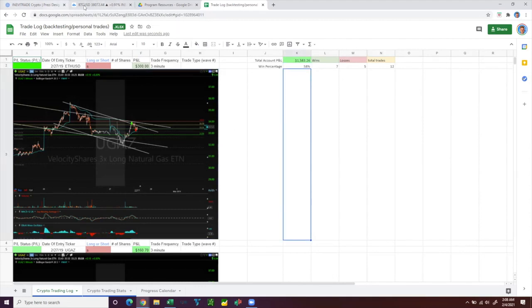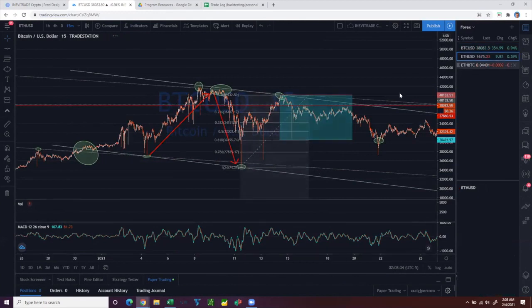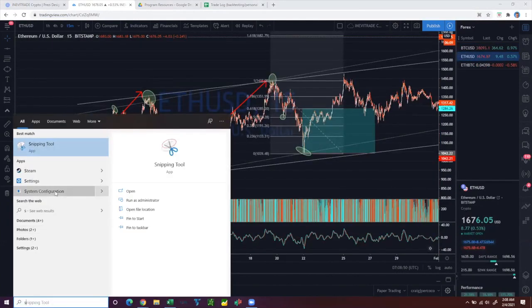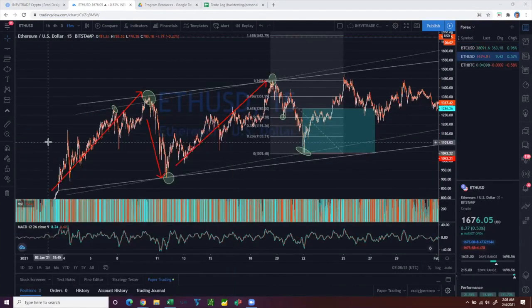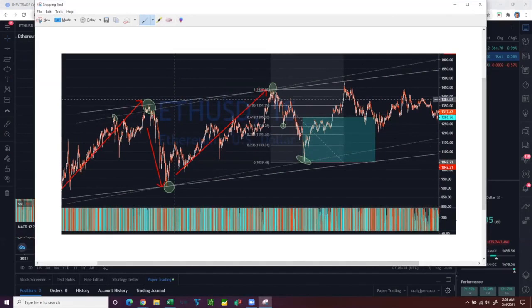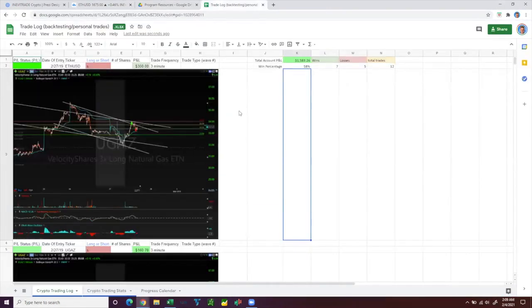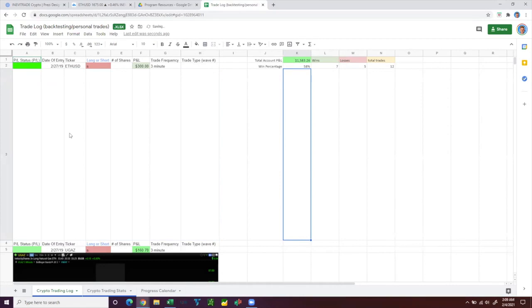Then what we want to do is come over to here and take our Ethereum chart. If you have Windows, you can literally hit Windows, Shift and S, go over here, click this, click and drag over here, boom. If you hit Control S, you can hit enter. Now we go back over to our drive where we have our trade log right here. We can right click and delete this.